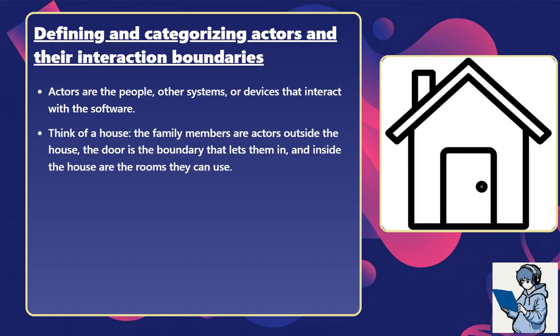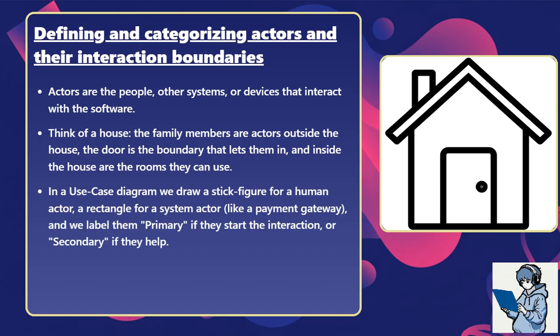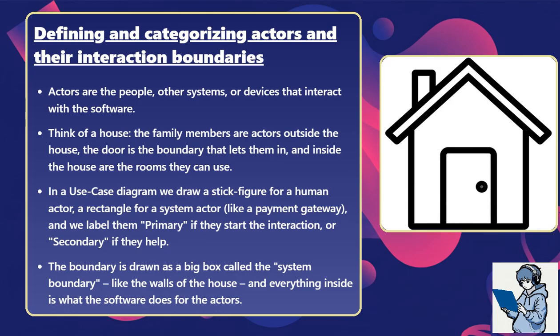Think of a house. The family members are actors outside the house. The door is the boundary that lets them in, and inside the house are the rooms they can use. In a use case diagram, we draw a stick figure for a human actor, a rectangle for a system actor like a payment gateway, and we label them primary if they start the interaction or secondary if they help. The boundary is drawn as a big box called the system boundary, like the walls of the house, and everything inside is what the software does for the actors.